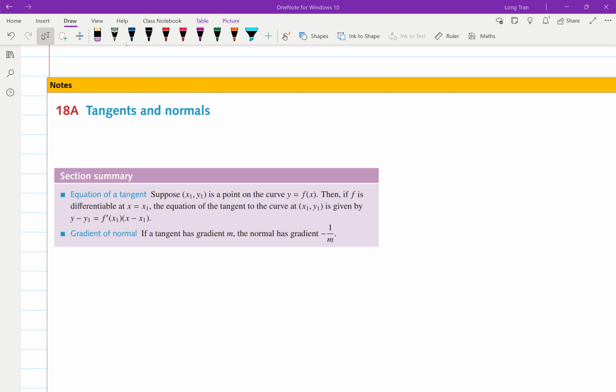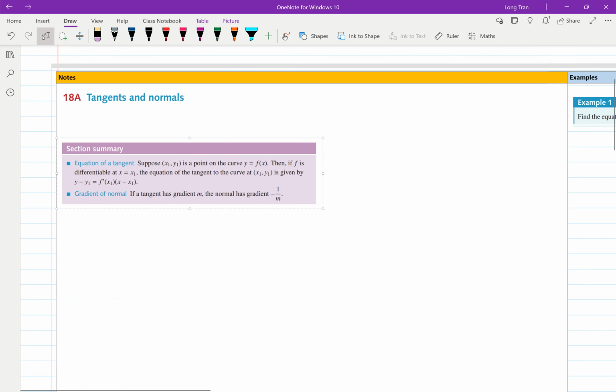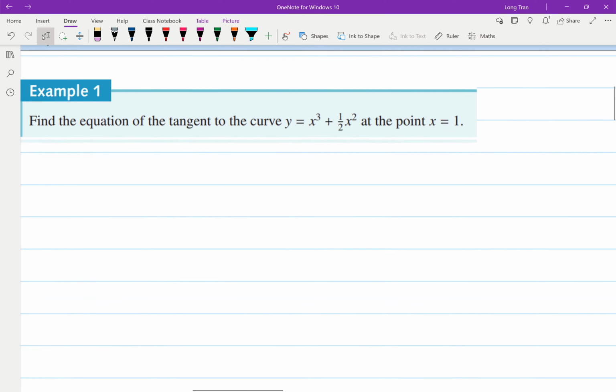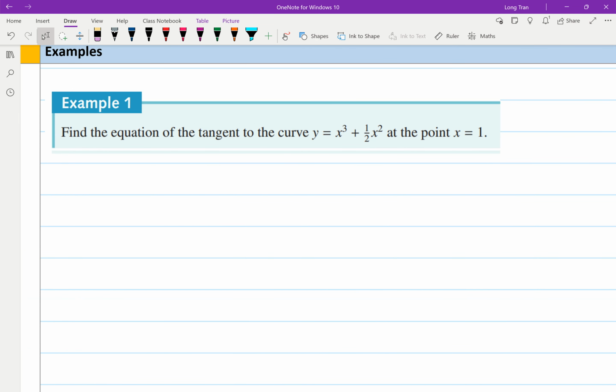Exercise 18A, tangents and normal lines. Let's do the first example together. Then I'm going to show you how to do it on a CAS as well, so you can check your answers. There are short ways of doing it on your CAS.